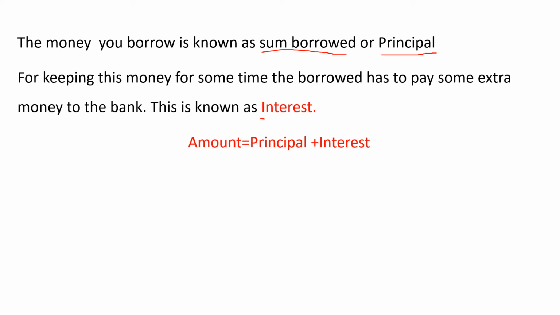For example, you are borrowing money from your friend. You are asking your friend, can you please give me 500 rupees? That 500 rupees is the principal amount, or we can say the sum you borrowed. In some word problems they'll be mentioning sum borrowed, in some questions they'll be writing principal amount. Principal amount means the amount you borrowed from your friend.